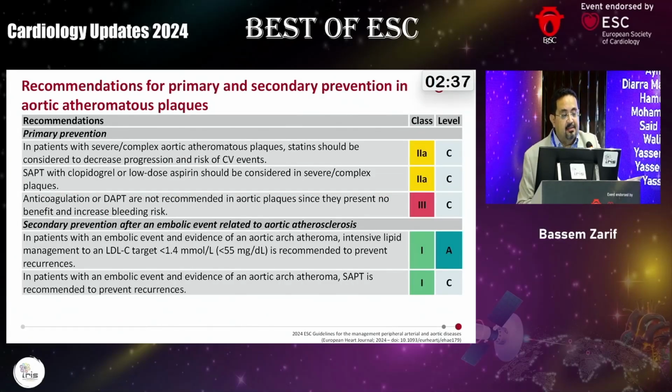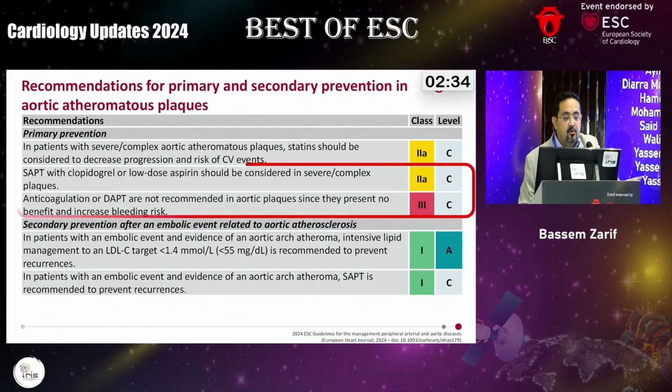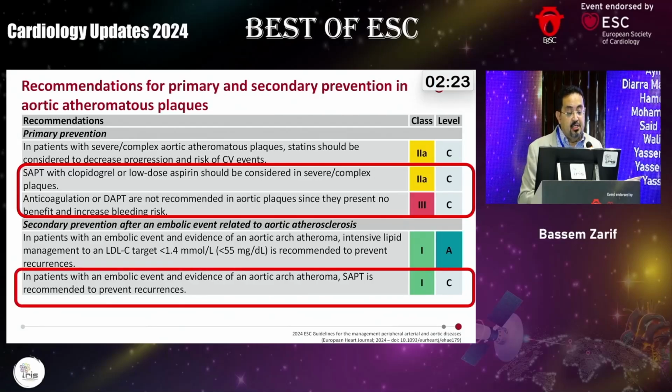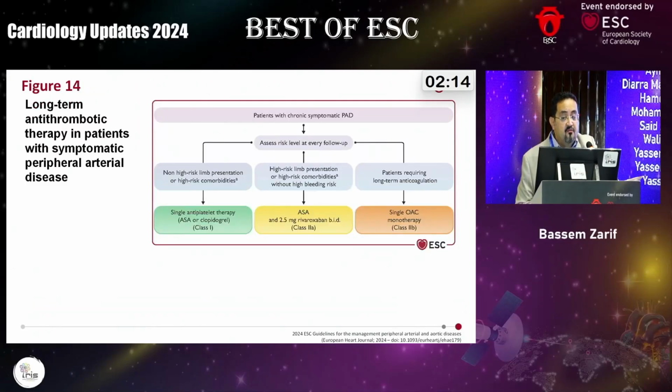What about secondary prevention in the aorta? In the aorta, SAPT or clopidogrel or low-dose aspirin should be considered for severe complex plaque. Anticoagulation or DAPT is not recommended, it's a class 3. And finally, in patients with embolic events from aortic atheromas and evidence of aortic arch atheromas, SAPT is recommended to prevent recurrence. Finally, we have 2 important slides about long-term antithrombotic therapy in patients with symptomatic peripheral arterial disease.